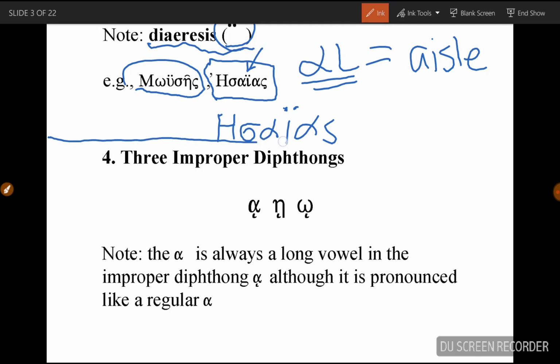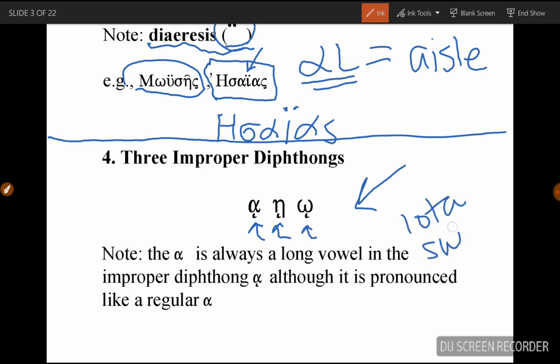There's also the next section right here, something we call three improper diphthongs. These are diphthongs, but they're called improper diphthongs because the second vowel doesn't stand next or adjacent to the first vowel. Instead, it's subscript. So you see that little line that's under the alpha and the eta and the omega? That's called an iota subscript.